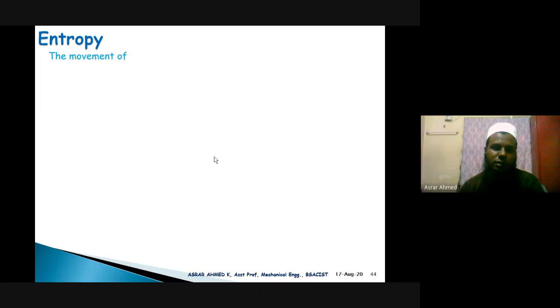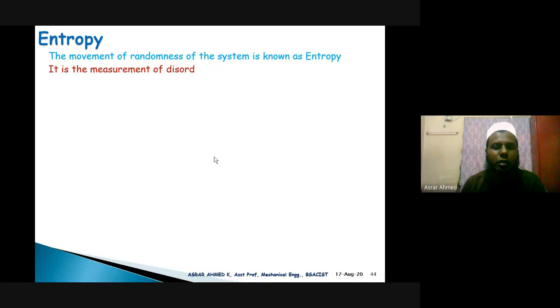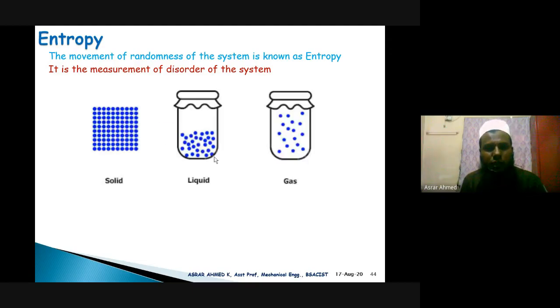So it is defined as a measurement of disorderliness, or a measurement of randomness. That is what we call entropy. As we discussed, solid has the least entropy, gas has very high entropy, and liquid has entropy between solid and gases.